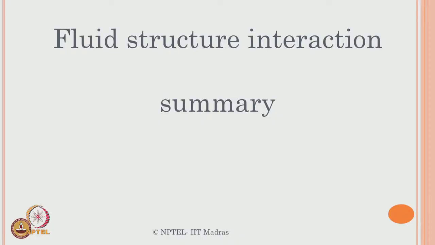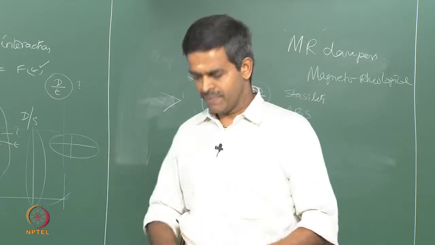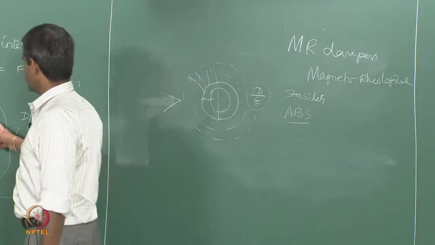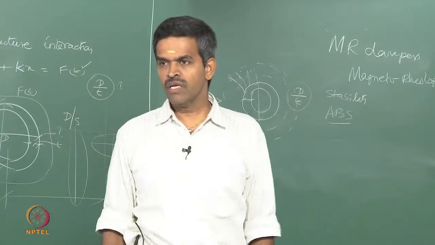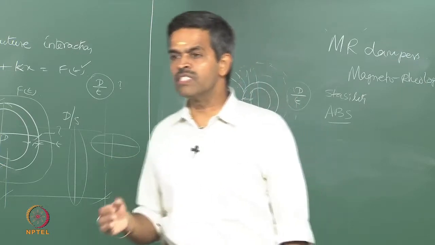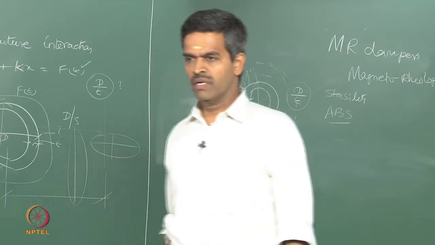Having said that, in both the lectures, we will now take a quick summary of what we have understood so far from fluid structure interaction. We already said the presence of a structure alters the fluid flow in its vicinity, it is very clear. Please understand, the influence of the member on the flow field is limited, it is not infinite. That is why we always put the word vicinity. The flow field is only influenced by the member's interference around its vicinity, not beyond that.